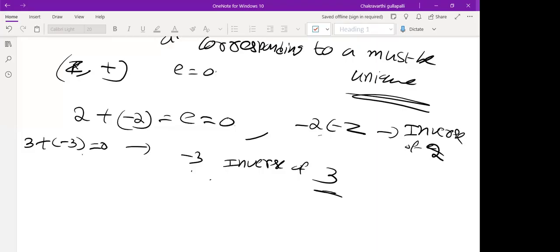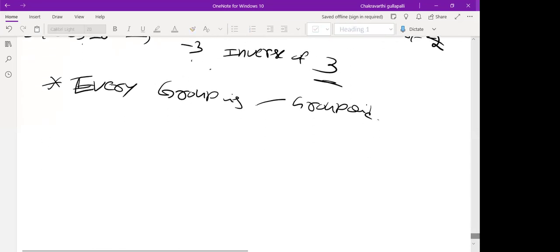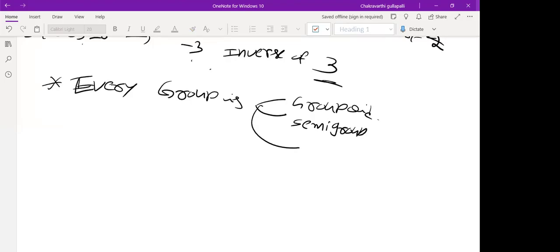So if all these are satisfied, then it is what is called a group. If it is a group, automatically it is a monoid. Every group is a groupoid, semi-group, monoid. All the three will be satisfied automatically. But every monoid need not be a group. Every semi-group need not be a group. Every groupoid need not be a group.